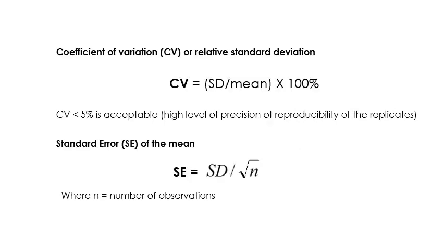Here is how we can calculate the coefficient of variation. The coefficient of variation represents the ratio of the standard deviation to the mean. It is useful for comparing the degree of variation from one data series to another, even if the means are drastically different from one another. In food analysis, normally the data is acceptable if the CV is less than 5%. The lower the value, the better, as it indicates a high level of precision or reproducibility of the replicates. The standard error is calculated by dividing the standard deviation by the square root of the sample size.